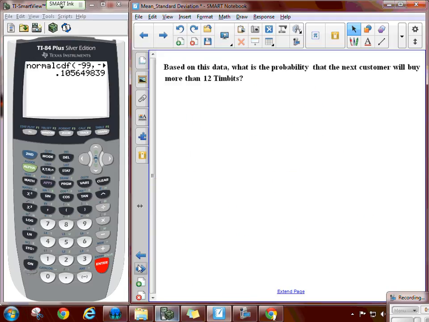Moving on to the next question, I'm going to just keep this information fresh that we have an average of 15, a standard deviation of 4, saying what is the probability the next customer will buy more than 12 Timbits? So again, we're going to start with a nice little sketch of the bell curve to give ourselves a visual.